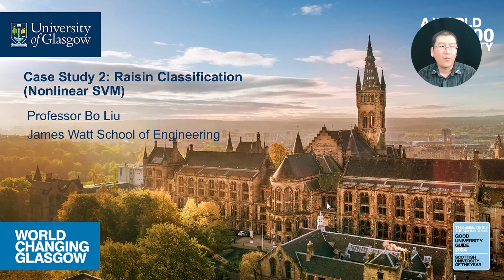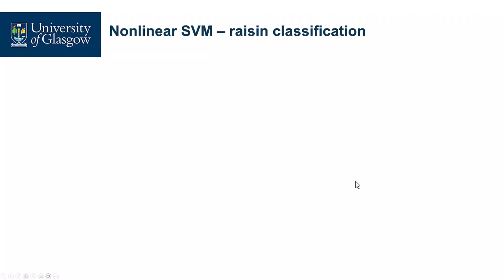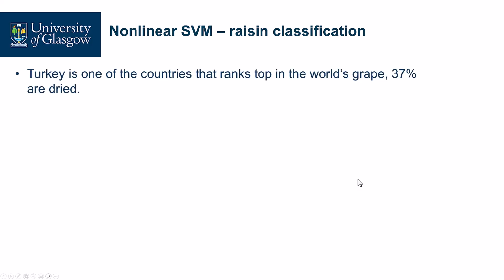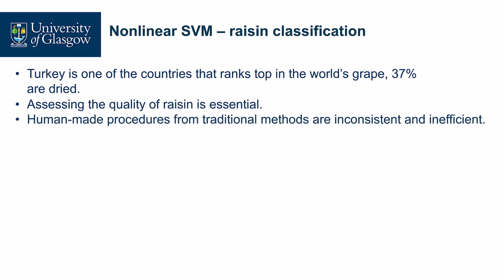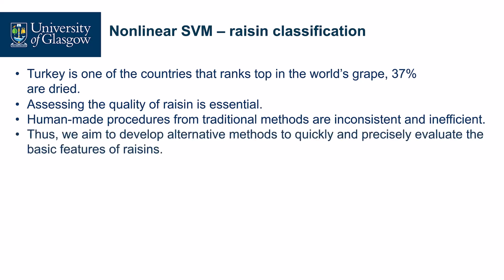So in this session, we will focus on using nonlinear SVM to carry out a raisin classification problem. Turkey is one of the countries that ranks top in producing grapes. 37% are dried, so for these dried grapes, assessing the quality of the raisin is essential. There exists a traditional method, the human-made procedures, but this way is inconsistent and inefficient. So now we are thinking of some machine learning method to quickly and precisely evaluate the raisins, right?